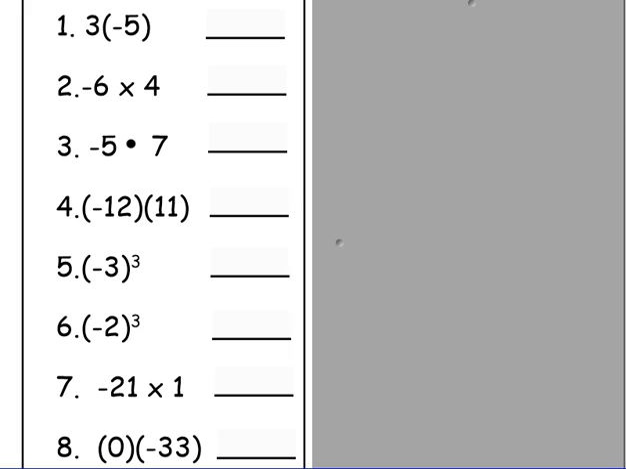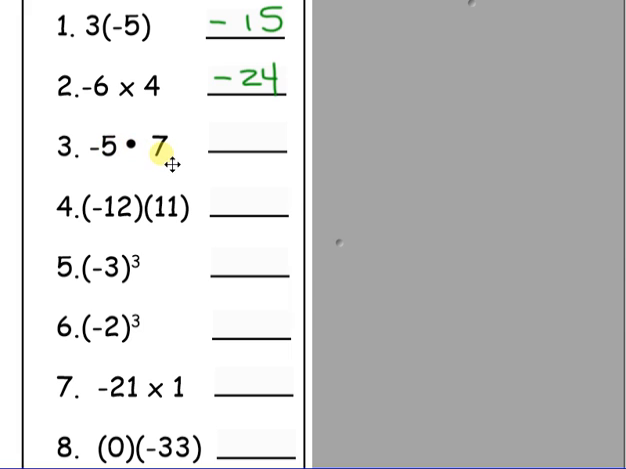All right, here we go. So we have multiplication on the left-hand side, which we're going to do first. So I have positive 3 times negative 5. Positive times a negative is a negative. 3 times 5 is 15. Negative 6 times 4. Negative times a positive is a negative. 6 times 4 is 24.